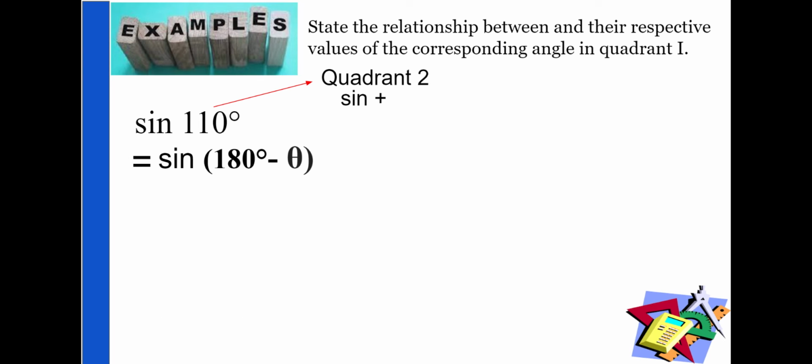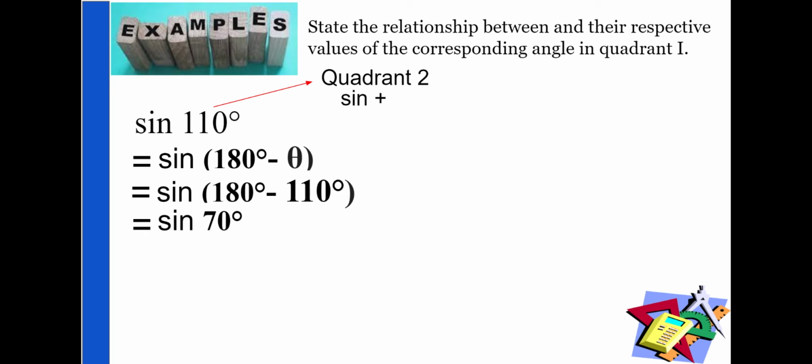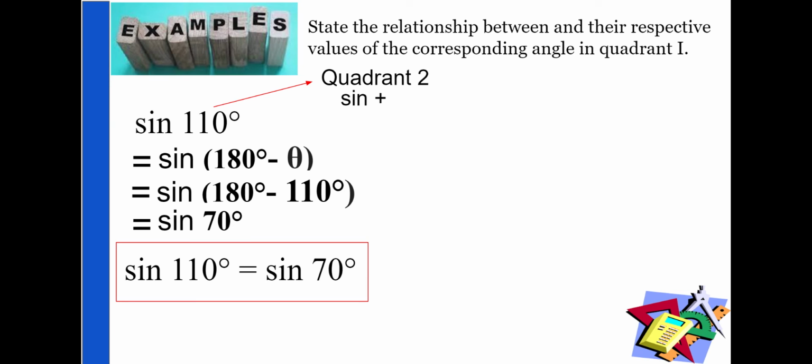Here, we are going to substitute the value of theta, which is equal to 110 degrees. In doing this, the result is sine of 180 degrees minus 110 degrees. Simplifying further, we get sine 70 degrees. So therefore, we can conclude that sine 110 degrees is equal to sine 70 degrees.